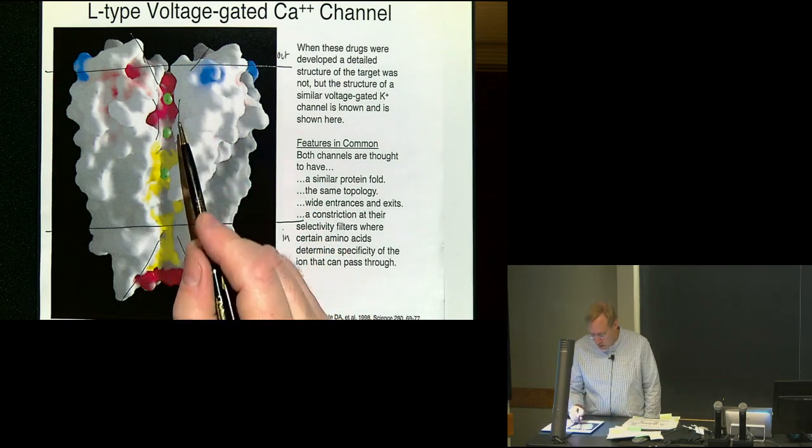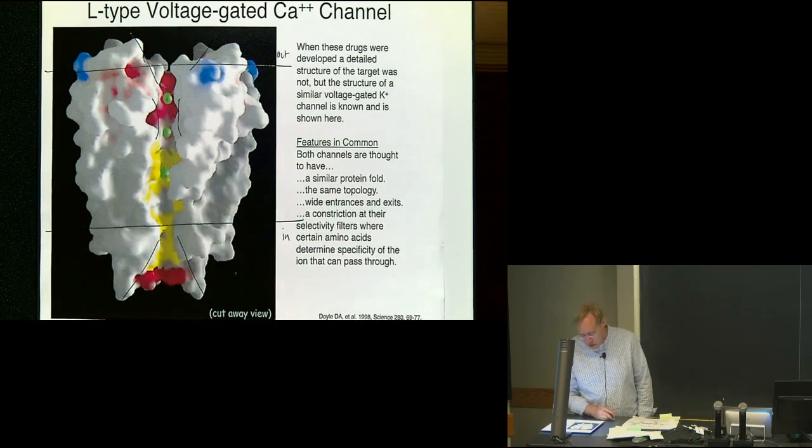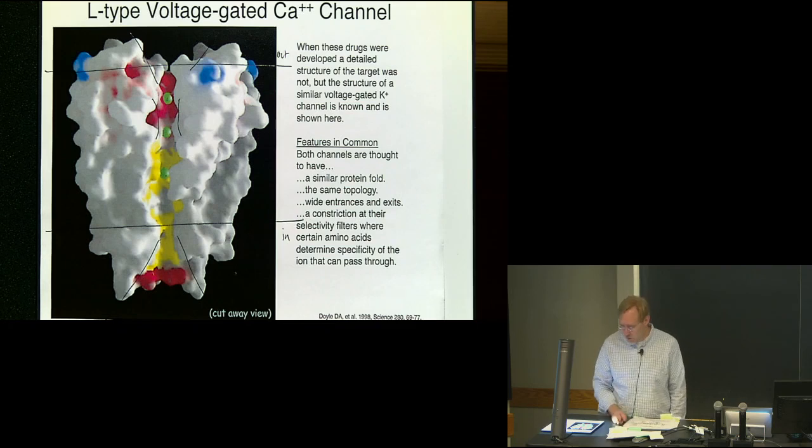And also, they can sort of define what that ion is. And they also have some kind of switch to let them open or close. And that can happen in a couple different ways. And actually, we'll see it's not just open and closed. It's a little bit more complex than that.